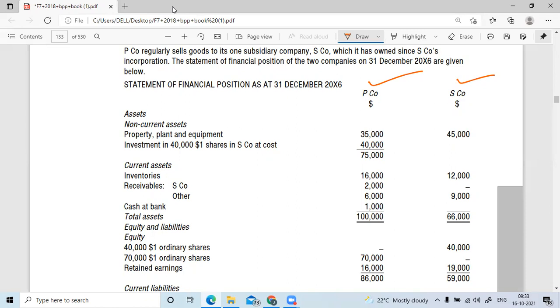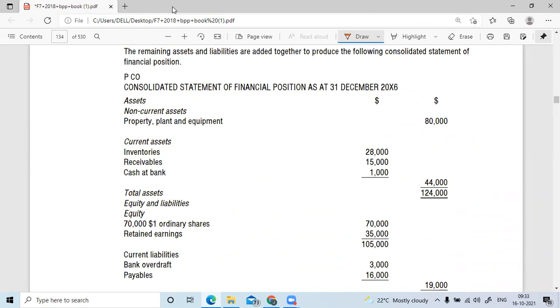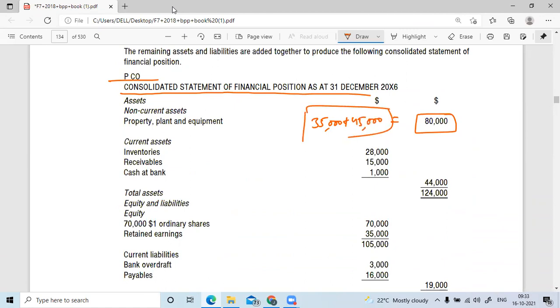What is the value of property, plant and equipment of the parent company? 35,000. How much in case of the subsidiary company? 45,000. When they become a group, you need to add both of them and show them as a single account. That is the parent company's 35,000 plus 45,000, so the consolidated statement of financial position shows 80,000. Okay, that's it. So everything you should show in that same way only.